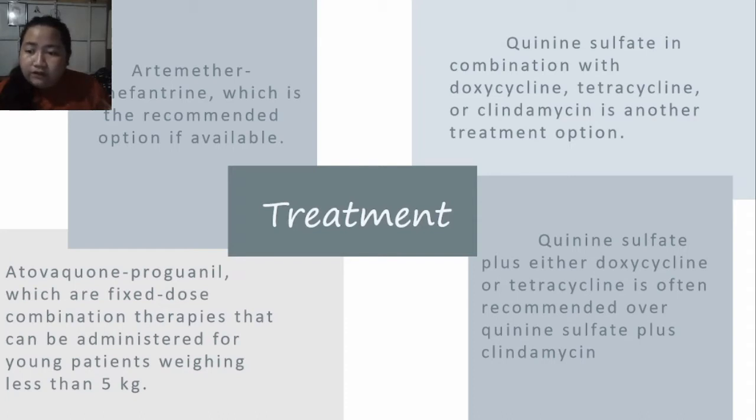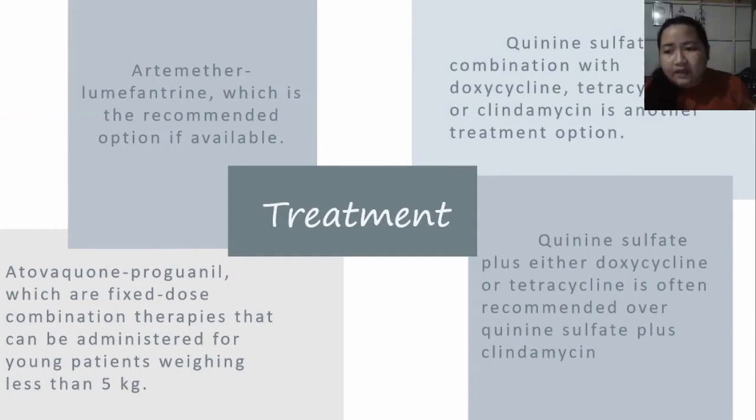We also have atovaquone-proguanil, which are fixed dose combination therapies that can be administered to young patients weighing less than 5 kilograms. Quinine sulfate in combination with doxycycline, tetracycline, or clindamycin is another treatment option. Quinine sulfate plus either doxycycline or tetracycline is often recommended over quinine sulfate plus clindamycin.